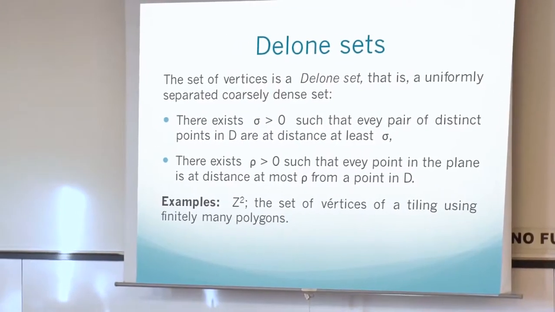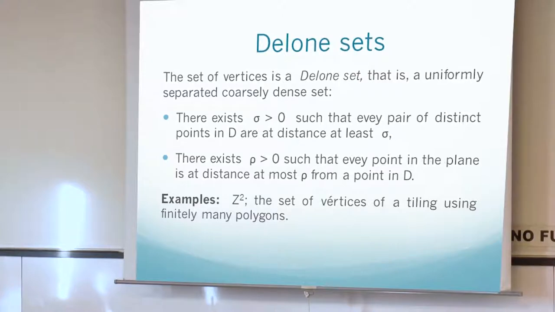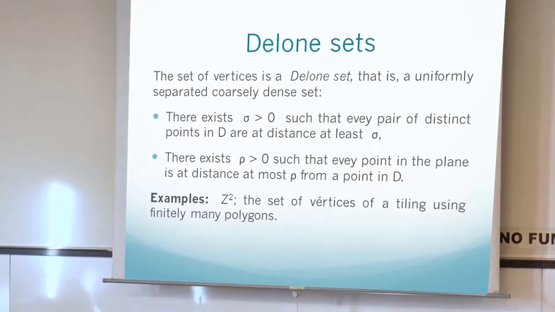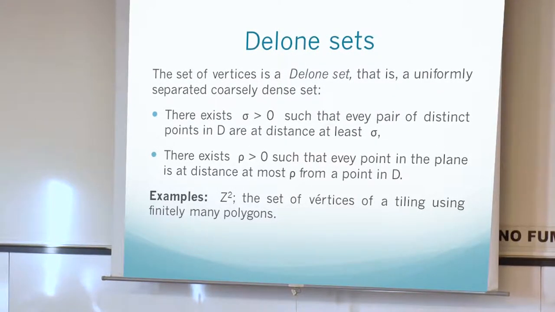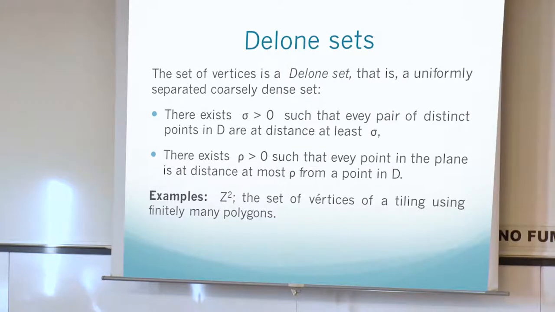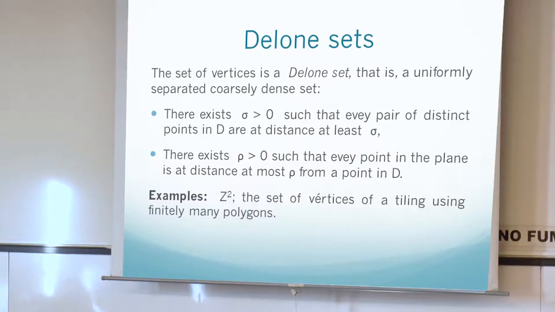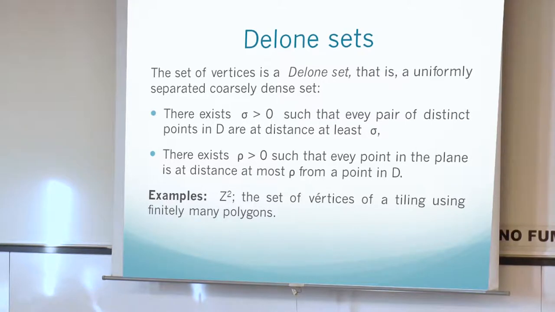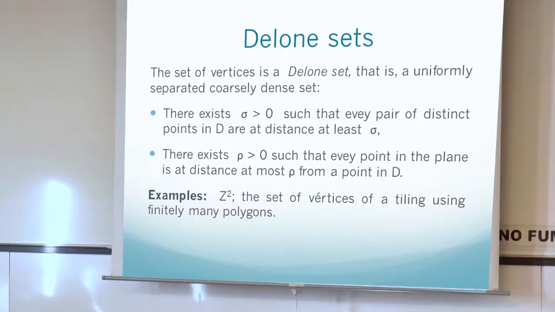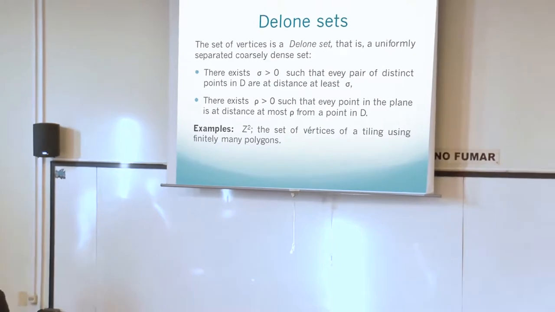This is a kind of discretization of the plane. Of course, you can define the very same thing for any metric space. A Delaunay set is a uniformly separated, coarsely dense subset of the metric space you are dealing with. It is a kind of discretization of the space. And of course, there are obvious examples. You take Z^2 inside the plane. This is a Delaunay set. And again, in the plane, if you take the set of vertices of a tiling that uses only finitely many polygons, finitely many pieces, then the infimum of the systoles of the polygons is going to be the sigma, and the rho is going to be the maximum of the diameters of the polygons.